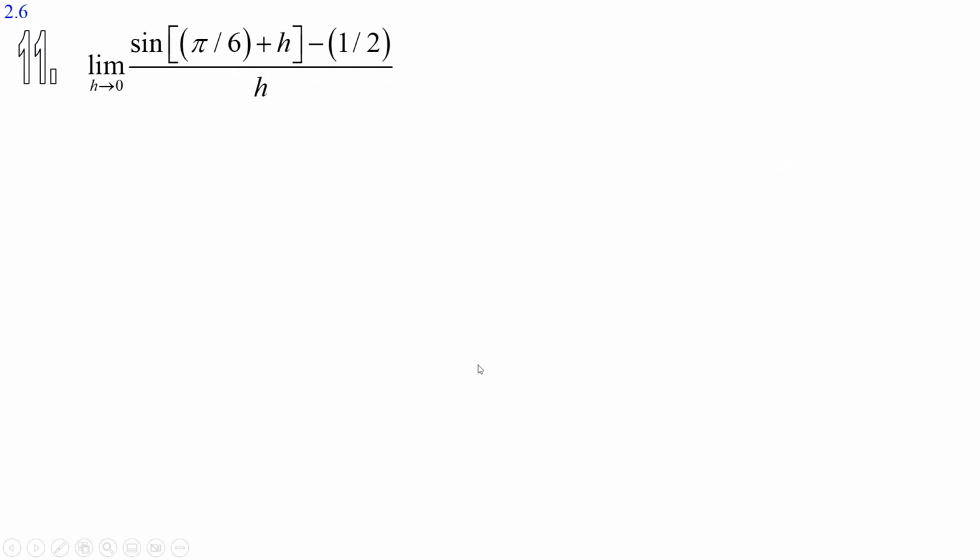Number 11. Oh, wow. So we've got to go back to trigonometry and pre-calculus. And let's see, if I do direct substitution here, by the way, h is approaching 0. So that's sine of pi over 6, which is 1/2. 1/2 minus 1/2 is 0. And that's 0 over 0, indeterminate.